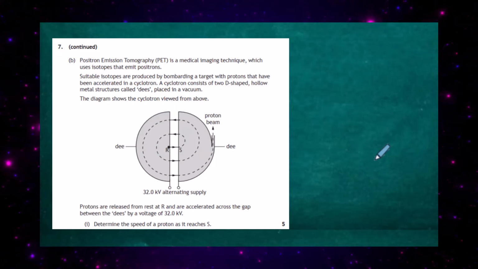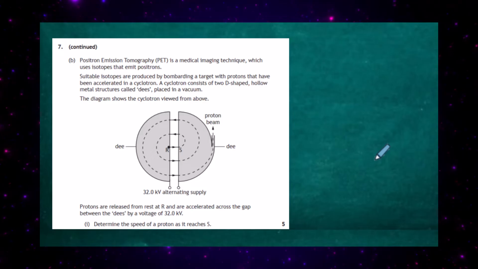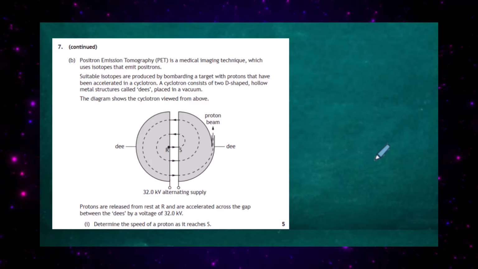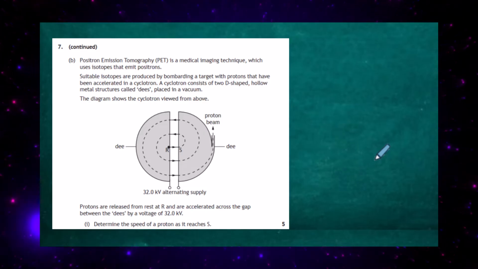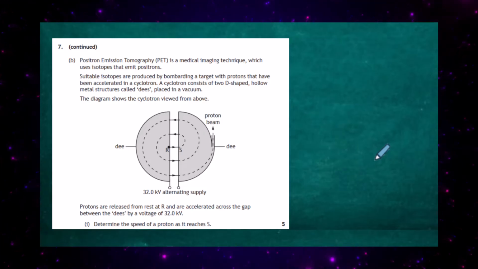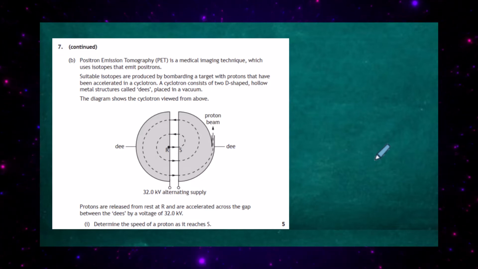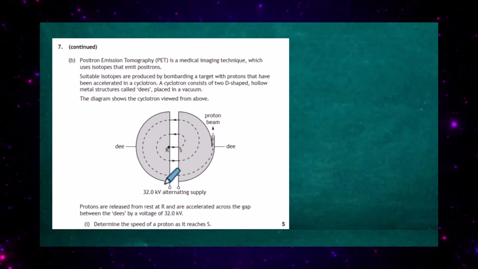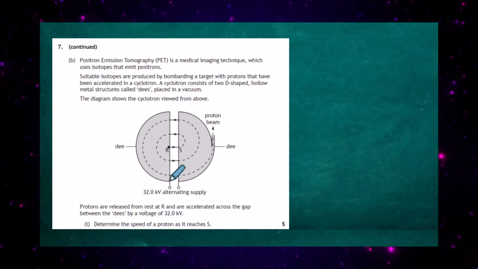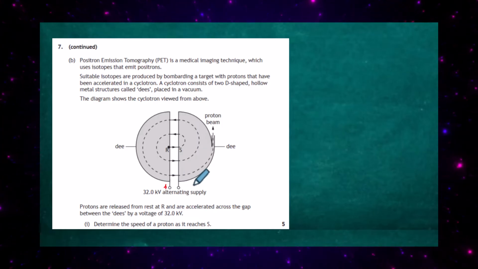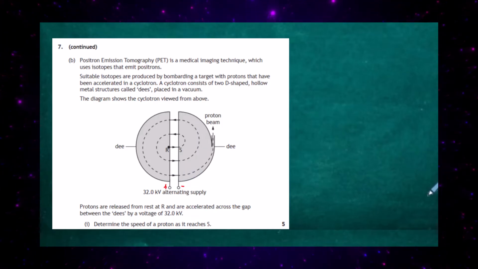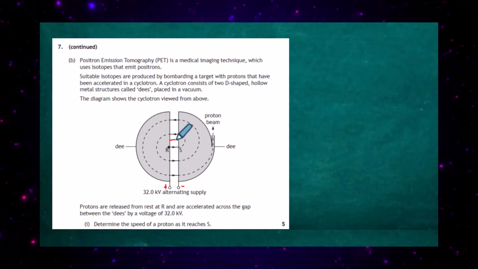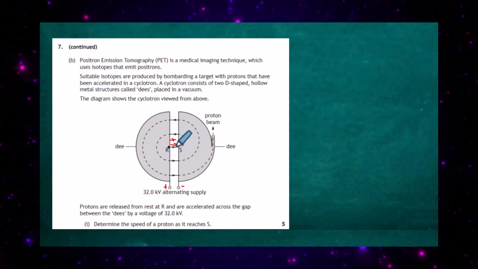Now the diagram shows the cyclotron viewed from above. It's a bird's eye view looking straight down on it. Protons are released from rest at position R and accelerated across the gap between the Ds by a voltage of 32.0 kilovolts. So you must have a positive number here. This part of the D must be positive, and this must be negative in order to accelerate the protons across. The electric field must be going across this way. If you can draw it in, there's the electric field going across that way.